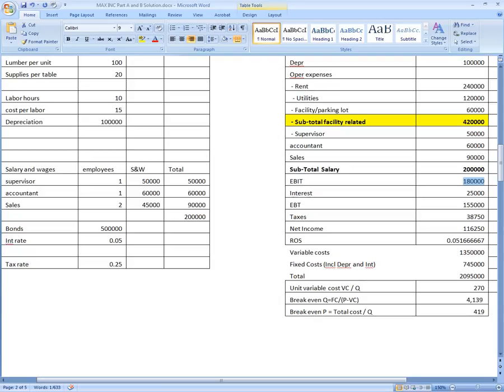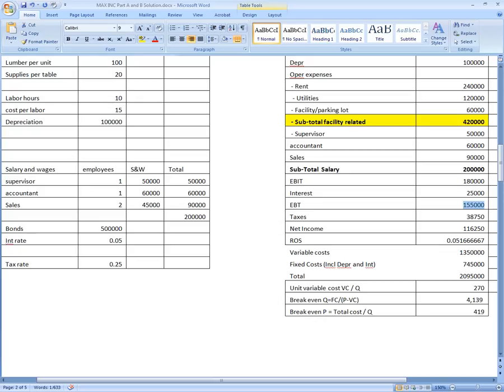Then we have the interest expense of 25,000, so we plug that in. Now we see how much we have left before we pay taxes, or earnings before taxes, which is EBT. This cell will be what we had over here, and now we subtract the interest from it, and we are left with this number. Then we pay taxes.